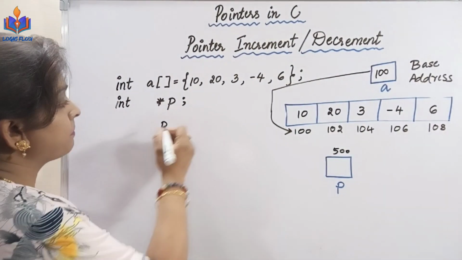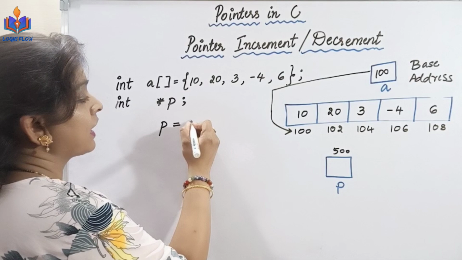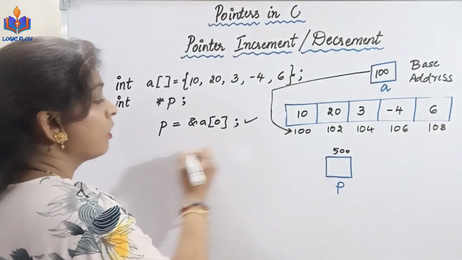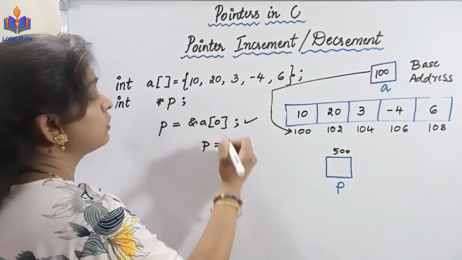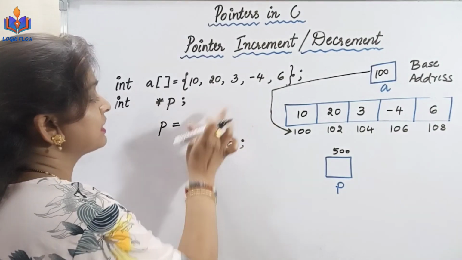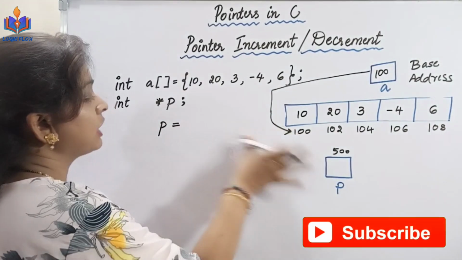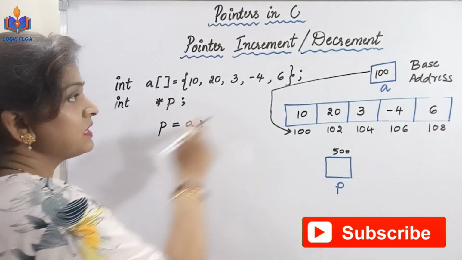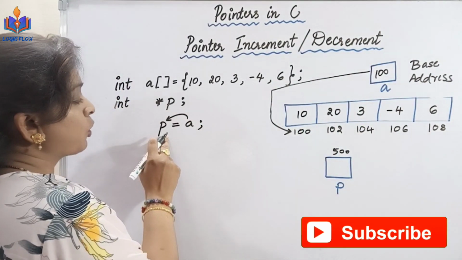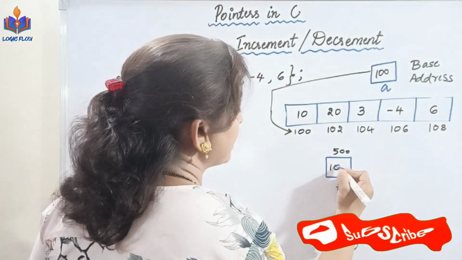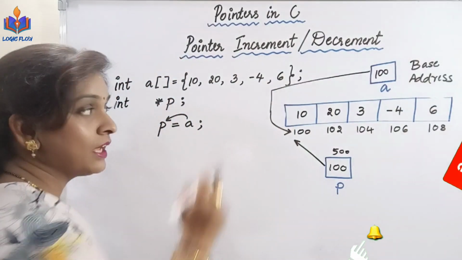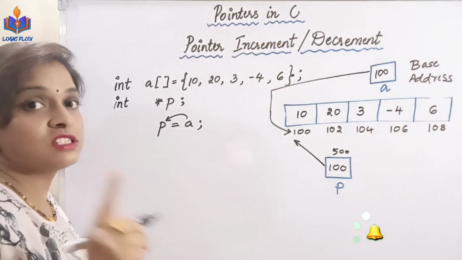Okay. So now I'll say p equal to, I can write ampersand of a of 0. This is also fine. Or I can write p equal to the array name a. Both are one and the same. So let me write it in a simple way. I say p equal to a. a means the array name, which will give you the base address, and that base address will go to the pointer. Now p will have 100. In the sense, this pointer variable is also pointing to the base address, that is, the first element.